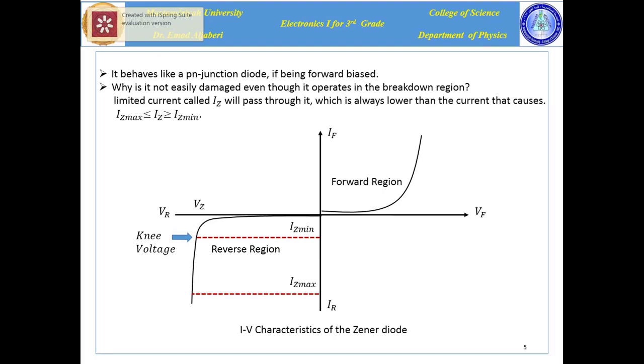Okay, right now we can say a reverse current can pass through the Zener diode, but there is an essential question. Why doesn't this current damage the Zener diode? The answer is because the current is limited between two values: a maximum value, denoted by IZ maximum, and a minimum value, denoted by IZ minimum. When the current is out of this range, of course the Zener diode will be damaged.